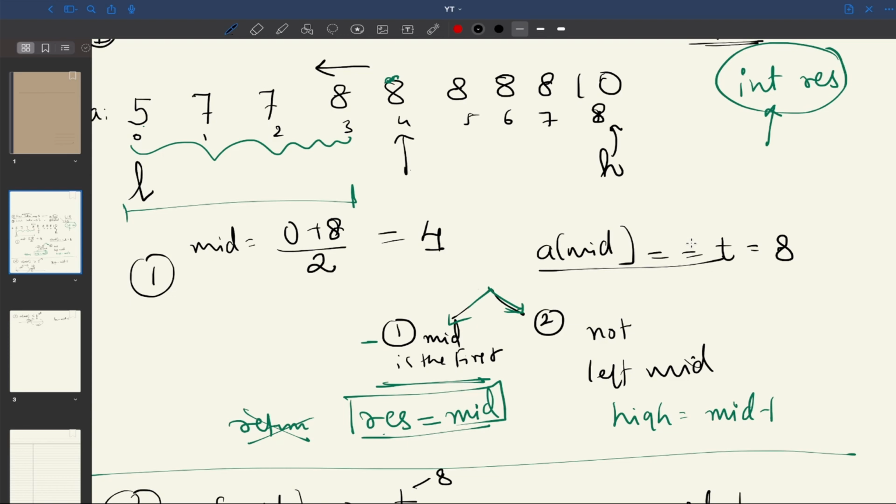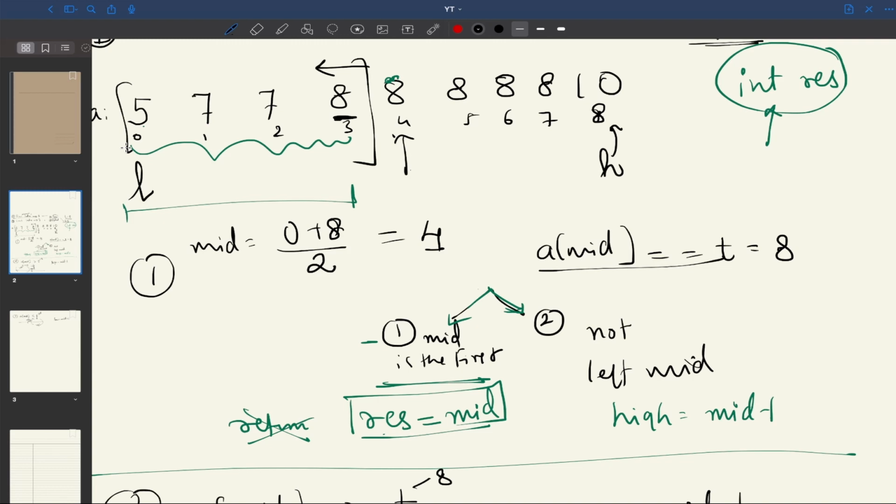Either the mid index is where the target is appearing for the first time, or it is possible that it has appeared before it, as we have in this scenario. We found the value 8 at mid, but we can see that this 8 has appeared before 4 as well. How will you get this? By moving your search in this direction, because we are trying to find the first appearance. I hope this is clear.